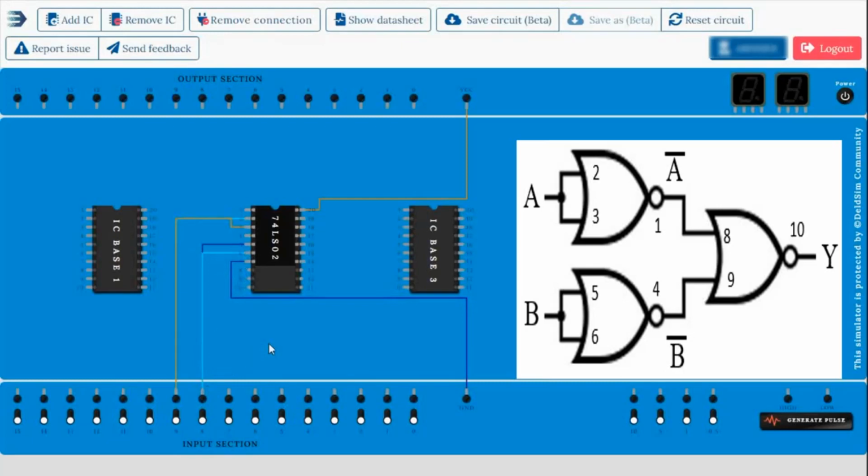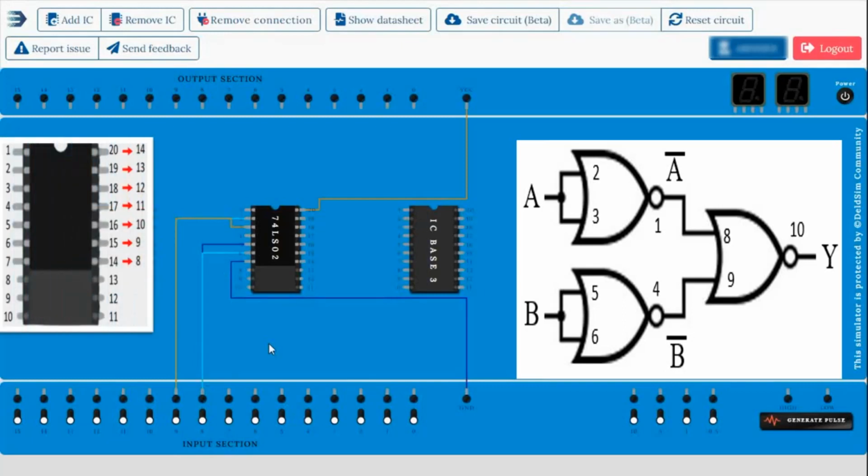Following the pin sequence, here pin number 8 and 9 means pin number 14 and 15 in the IC base. So the output of first NOR gate is connected to pin number 14 and output of second NOR gate is connected to pin number 15. Now the final output is taken from pin number 16 as it is the output of third NOR gate. Now power on the simulator.